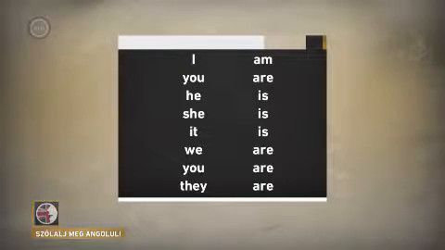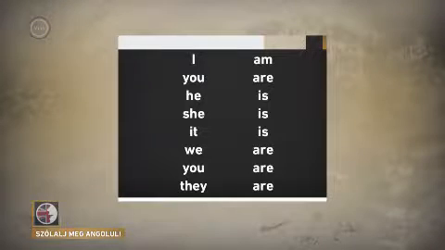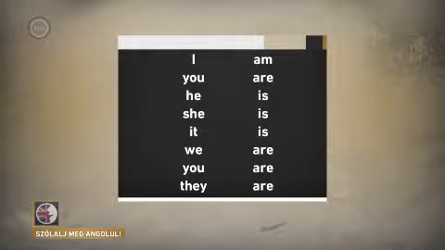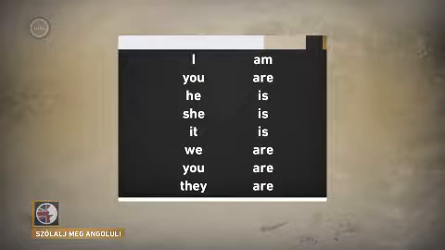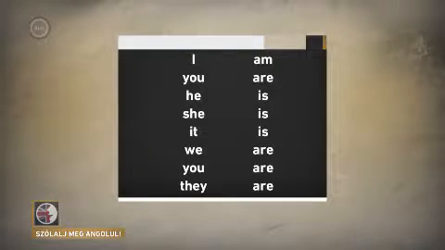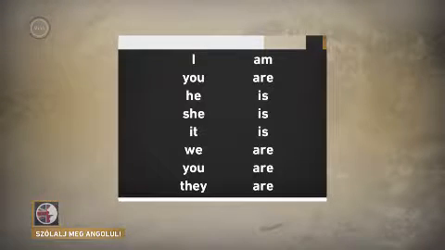First, let's have a quick look at the positive form of the present simple, shall we? I am, you are, he is, she is, it is. We are, you are, they are. Okay, so that's easy enough, isn't it? All we have to watch out for is the first person singular, I, and the third person singular, he, she, and it. The others are all the same, are.